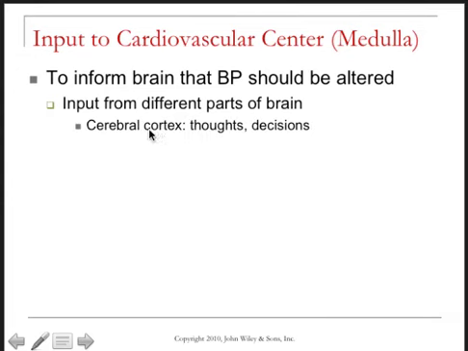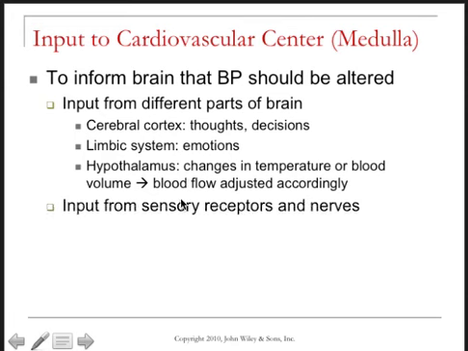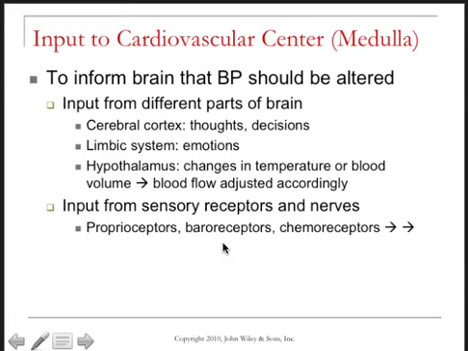We've got the cerebral cortex, which provides a conscious input to the effect of blood pressure. The limbic system, which is the emotional input to blood pressure. The hypothalamus, which detects changes in temperature or blood volume and adjusts blood flow accordingly. Okay, so this is below our conscious awareness. The limbic system and the cortex are within our conscious awareness. We also have input from sensory receptors and nerves, such as the proprioceptors, the baroreceptors, and the chemoreceptors.